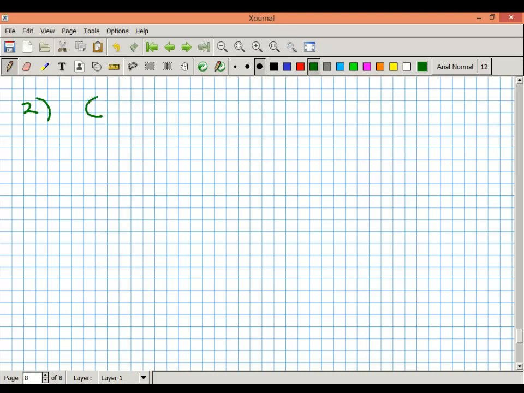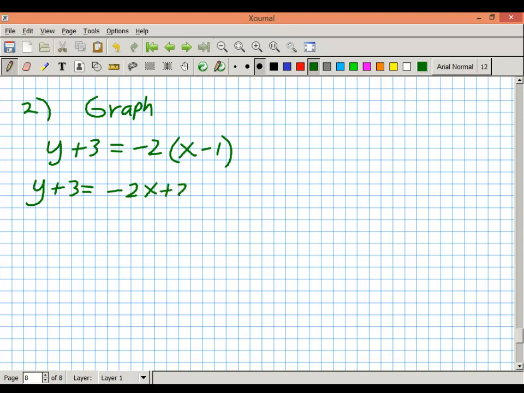What if we're supposed to graph y plus 3 equals negative 2 times x minus 1? To graph an equation, we want to get it in slope-intercept form, which basically just tells you to solve it for y. So let's solve this equation for y. So y plus 3, distribute that negative 2. Subtract 3. So here's our equation we're going to graph: y equals negative 2x minus 1.